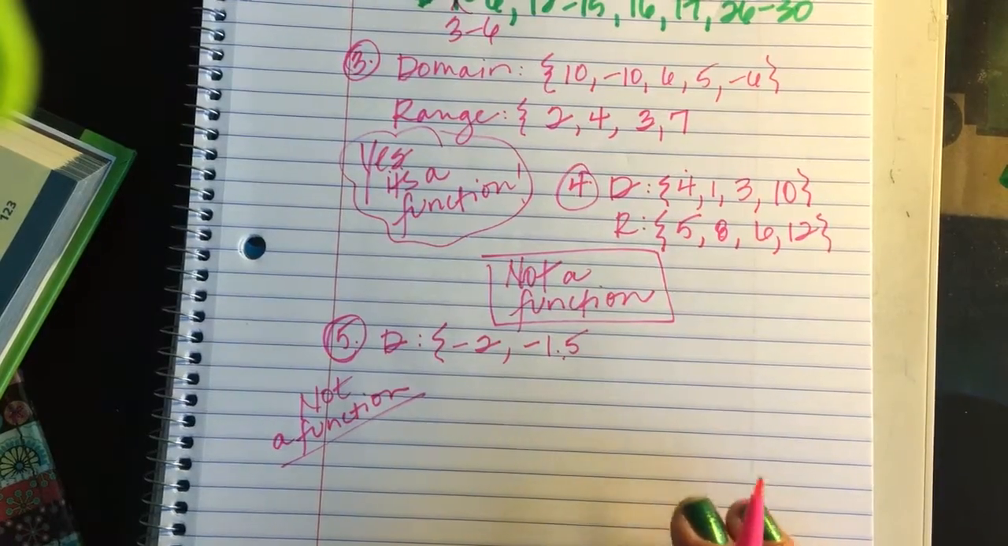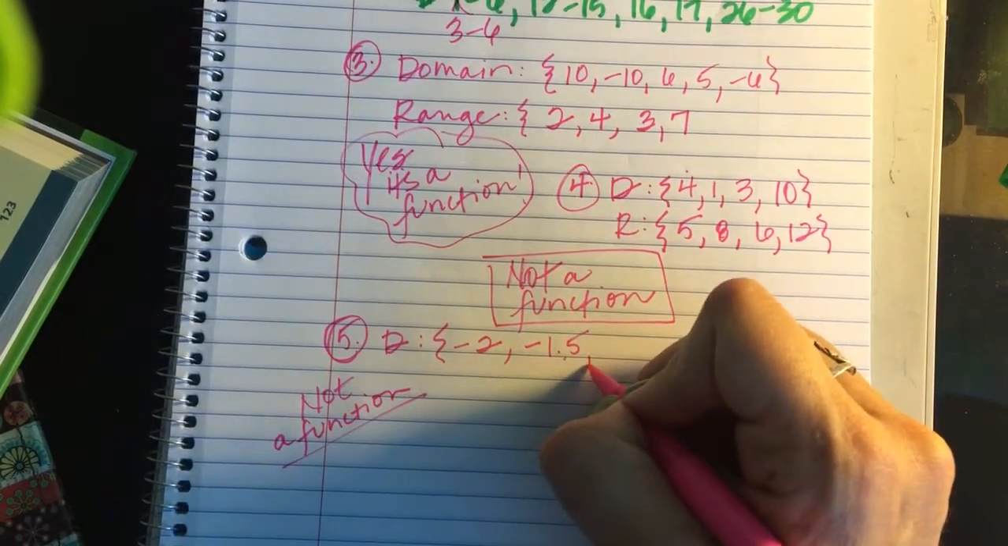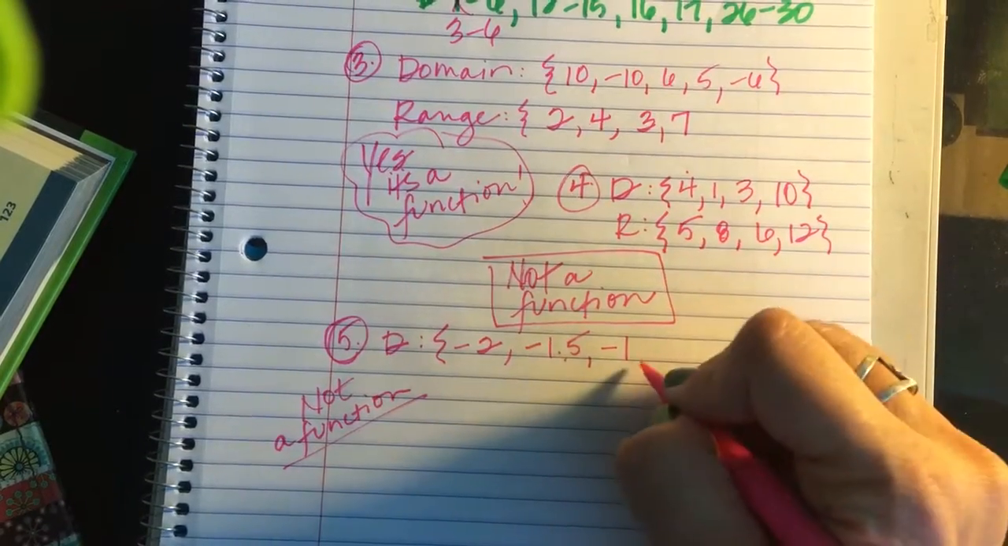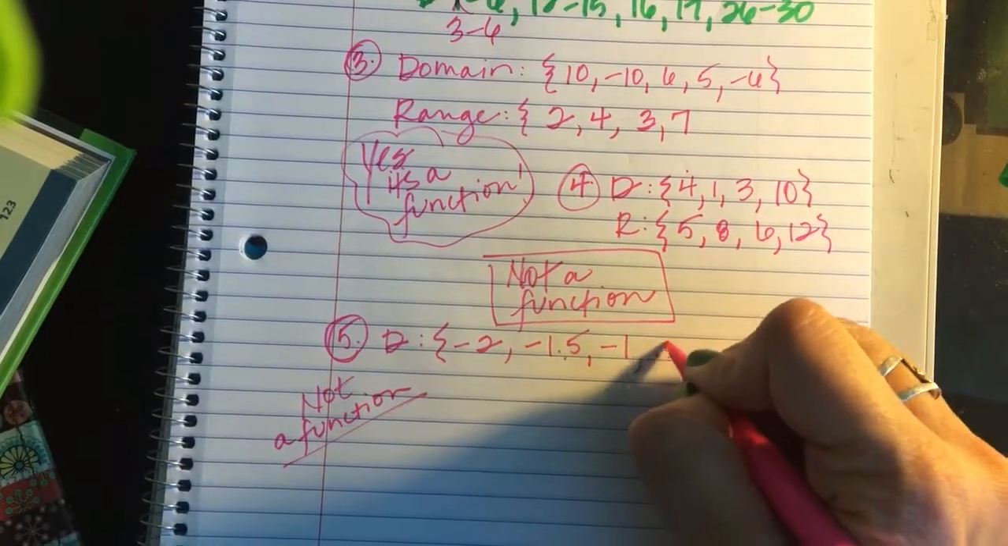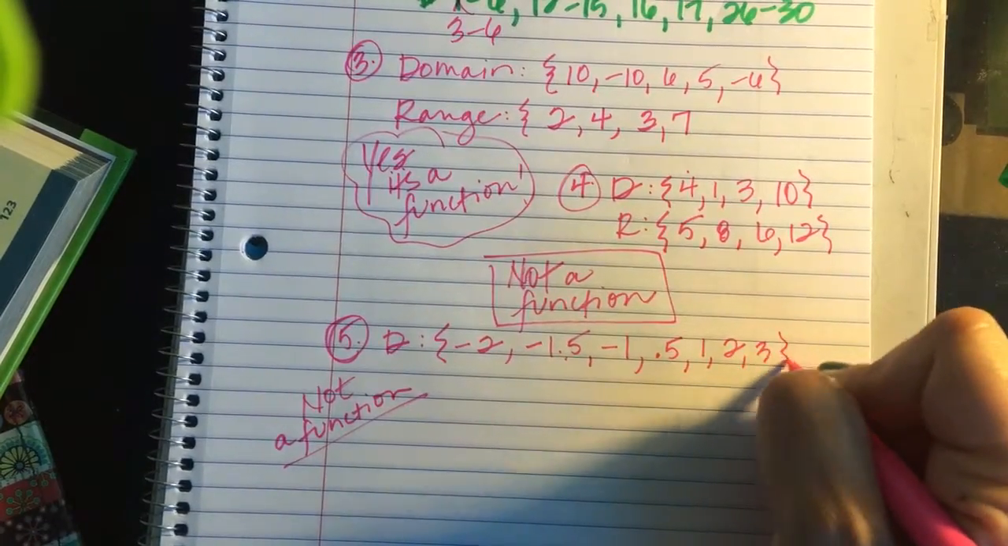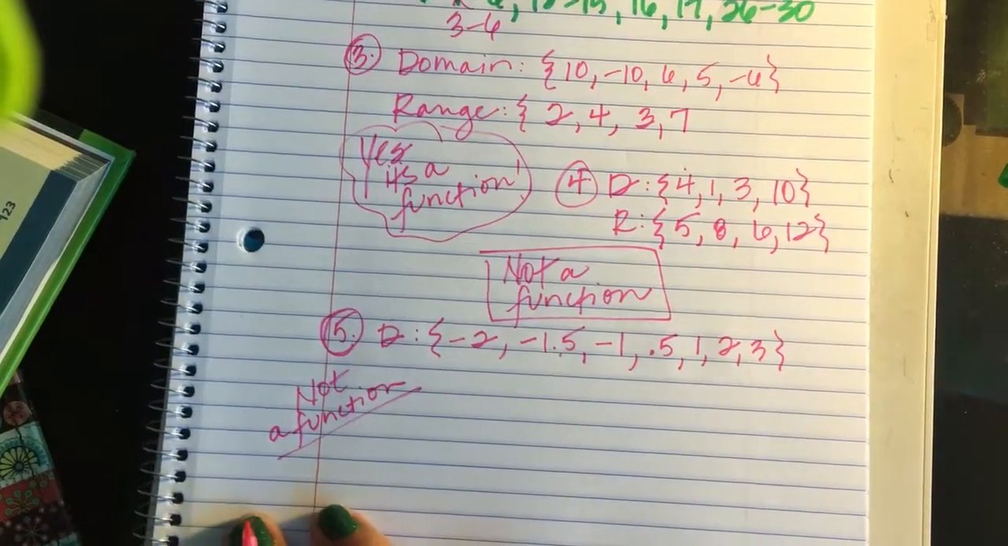I'm on page 123. I do see that there's a point when x is -1. I keep looking. There's a point on the graph when x is 0.5, when x is 1, when x is 2, and when x is 3. So those would be the values of the domain.